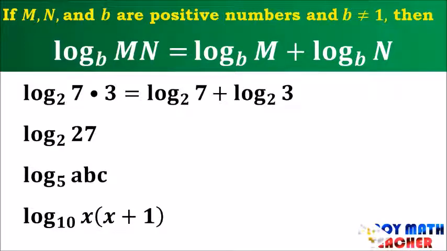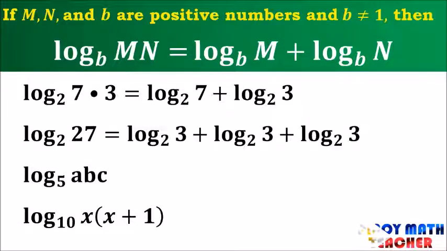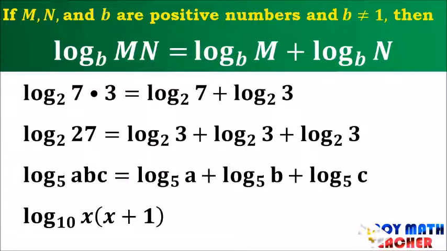So next we have logarithm of 27 with base 2. Ang 27 ay equal sa 3 times 3 times 3. So pwede natin itong hatiin into 3 logarithms. So we have logarithm of 3 with base 2 plus logarithm of 3 with base 2 plus logarithm of 3 with base 2. So next we have logarithm of a, b, c with base 5. So ang argument ay product ng a, b, and c. So ito ay pwede natin i-expand as logarithm of a with base 5 plus logarithm of b with base 5 plus logarithm of c with base 5.